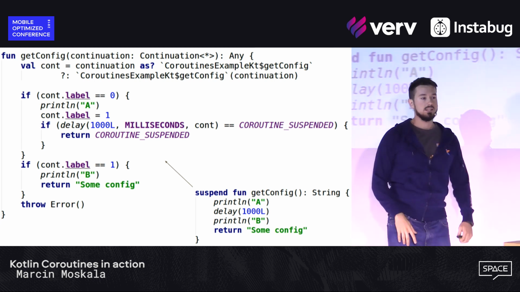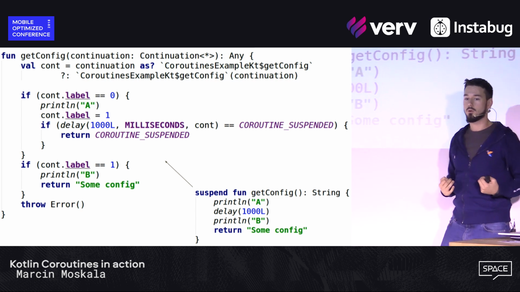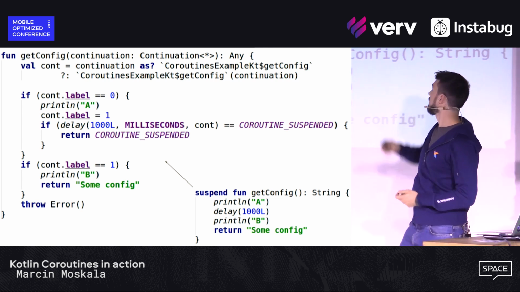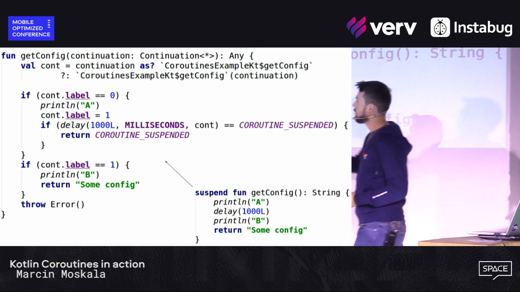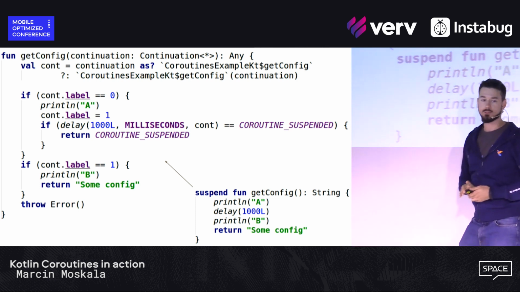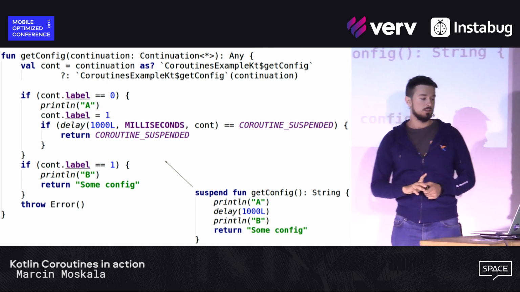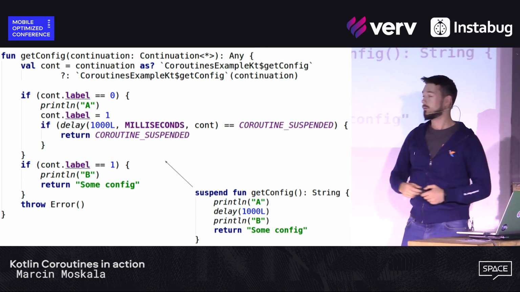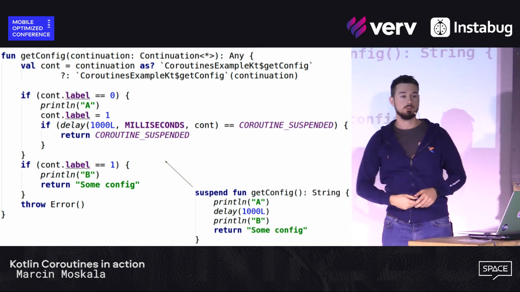It's normal. But if this function would suspend our execution, it will return coroutine suspended, and in such a case, we would also return coroutine suspended. And notice that the return type of getConfig is any, because it's the closest supertype of coroutine suspended and string.